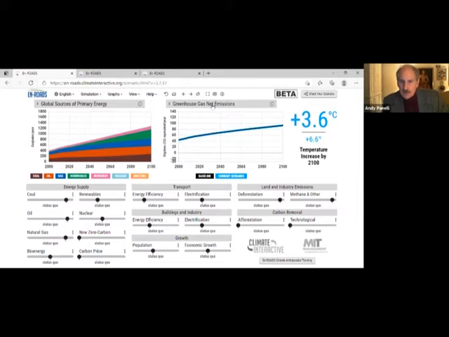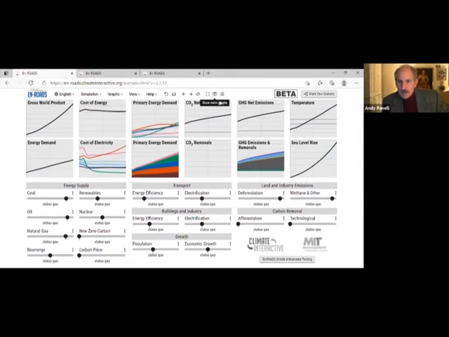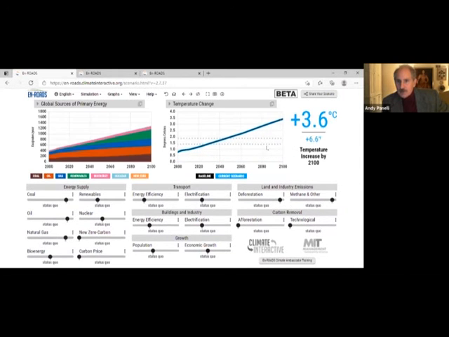Hang on just a second. Let me pull up my temperature graph for a second. So here's our temperature projection. And what we're trying to do tonight is put our best ideas together on how to get this line to level off between 1.5 and 2 degrees centigrade, which is what the Paris Accord targets are.